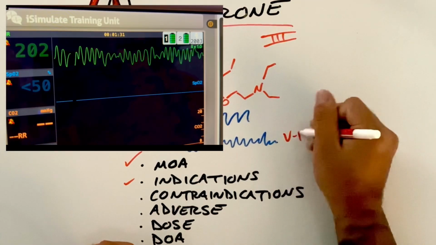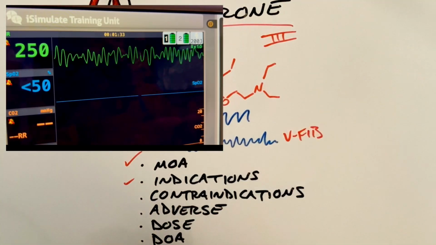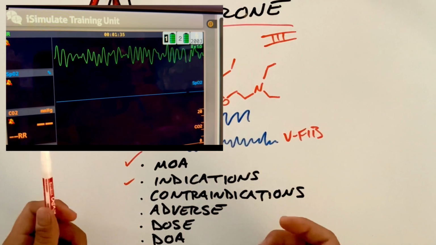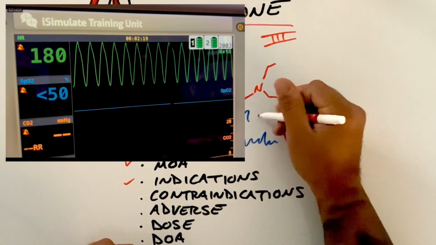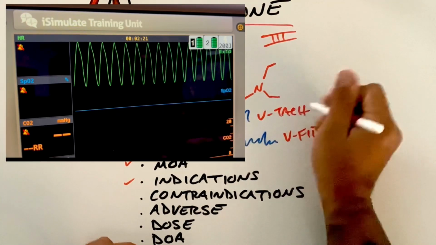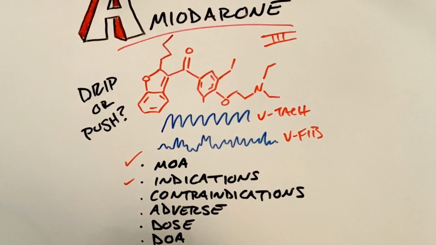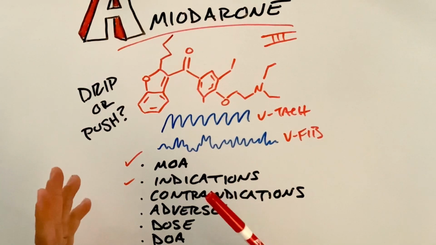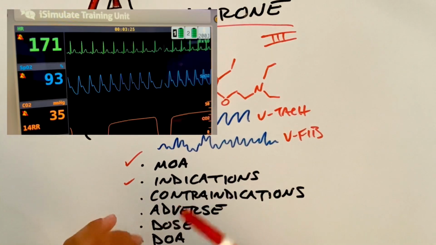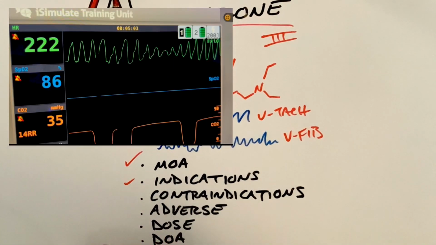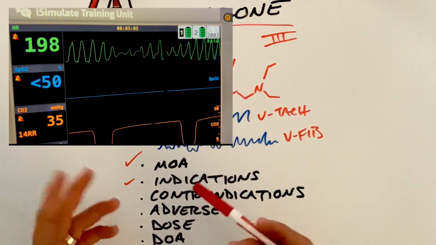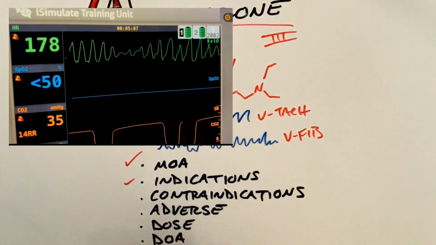So, indications. VFib. VFib is one of the items that we can use this for in a cardiac arrest. That's going to be IV push. We also have pulseless VTAC. We can use it to control AFib RVR without pre-excitation, stable wide complex tachycardias, and polymorphic VTAC, or what we would call torsades, with a normal QT interval.